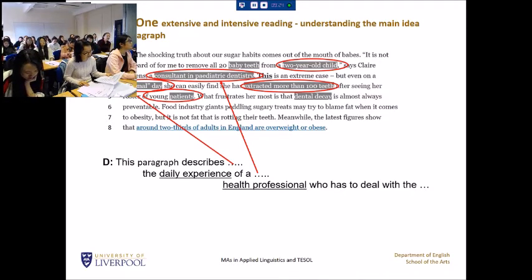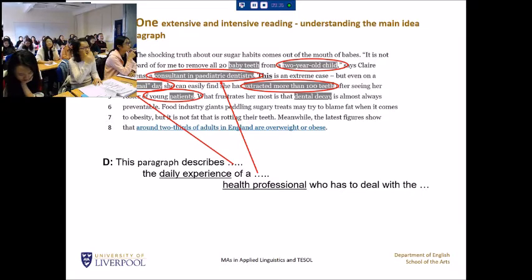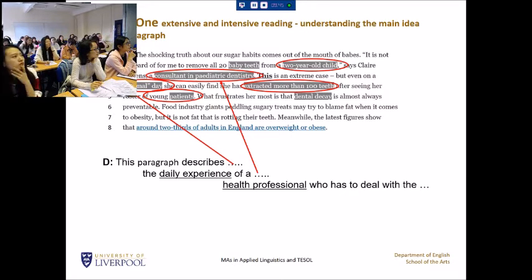Teeth problems, dental problems. Teeth problems is not very good English. It's not a very good collocation. Teeth problems, okay? Dental problems, yes, but we've got dental there. But actually, there is a relationship between this food industry and the problems. What's the relationship between the food industry and the problems?